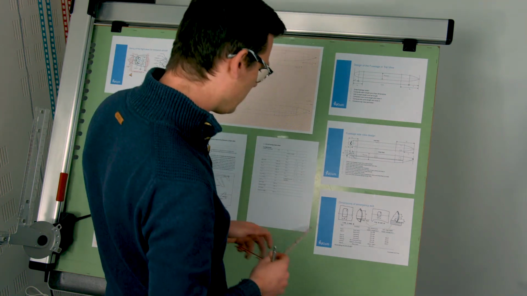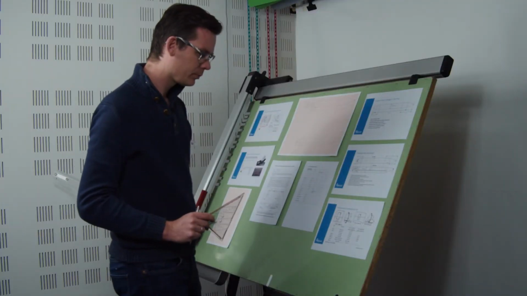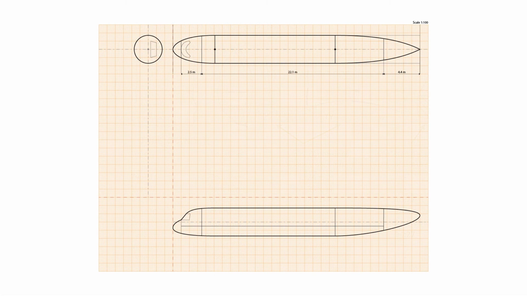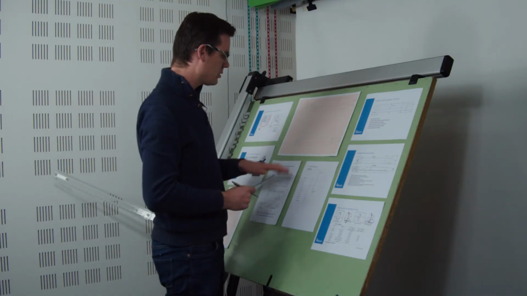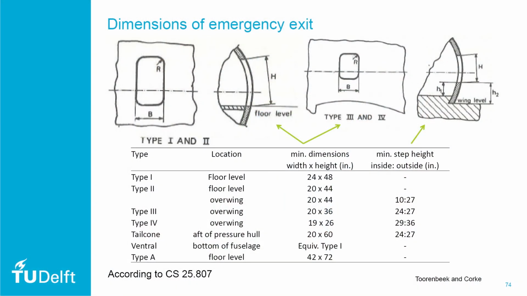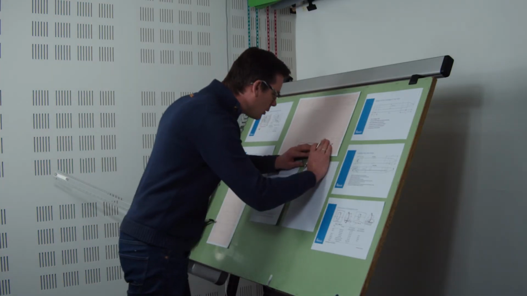Now my type 1 exit measures 24 inches in width. Let me see what that is in centimeters. 60 centimeters in width, and it's 48 inches tall, meaning I'm going to 1 meter 20. Over the wing exit, somewhere in the middle, measures 20 inches wide, which is 50 centimeters, and 36 inches tall, which is 90 centimeters.